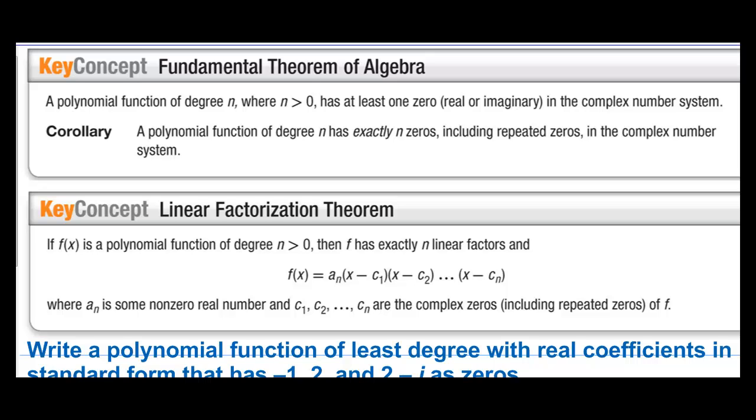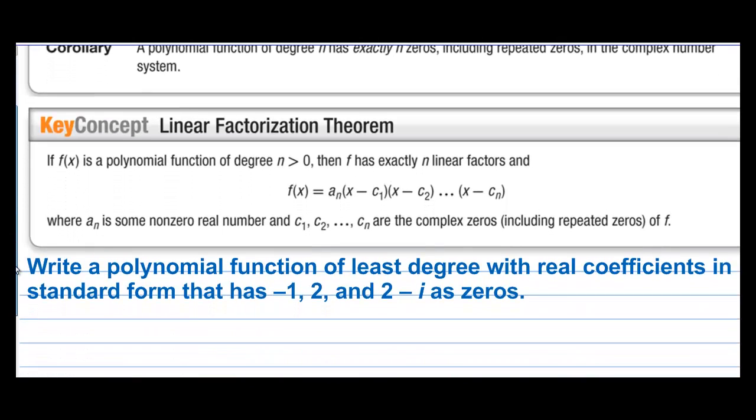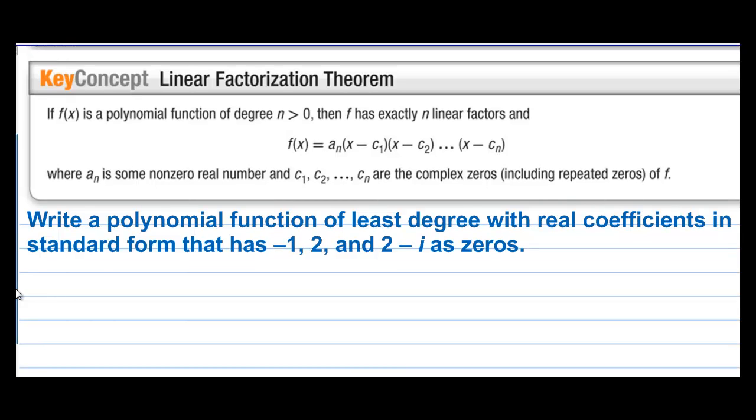Linear factorization theorem. If f of x is a polynomial function of degree n greater than 0, then f has exactly n linear factors, and f of x equals those factors multiplied out, where a sub n is some non-zero real number and c1, c2, cn are the complex zeros, including repeated zeros of f.